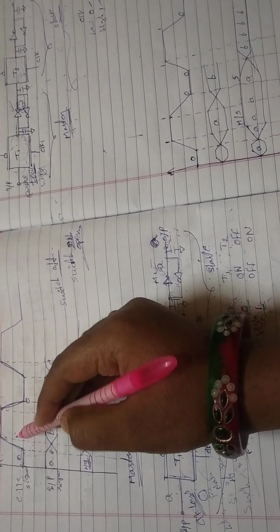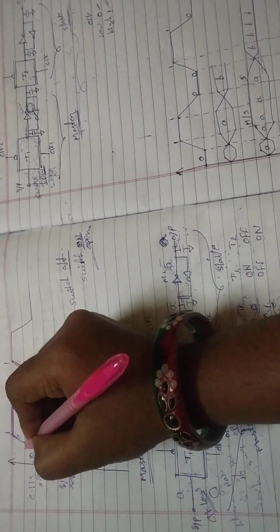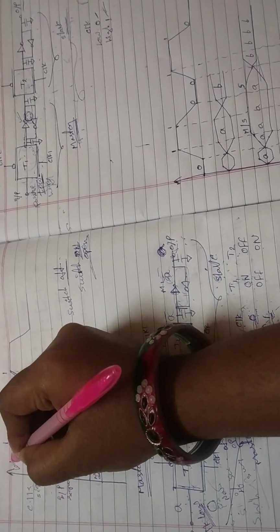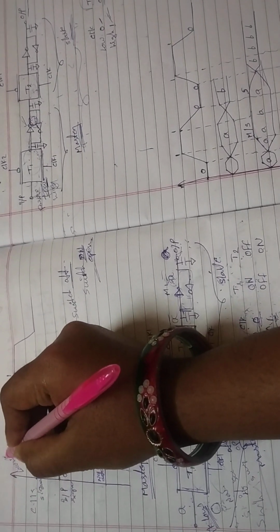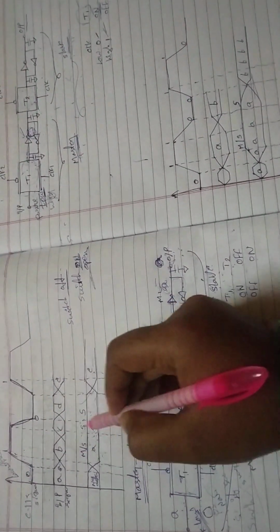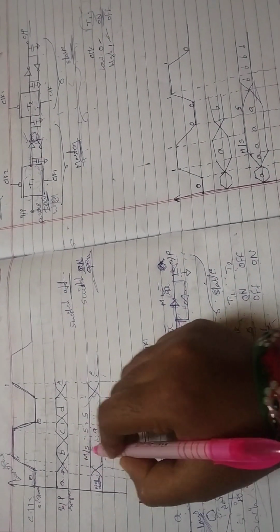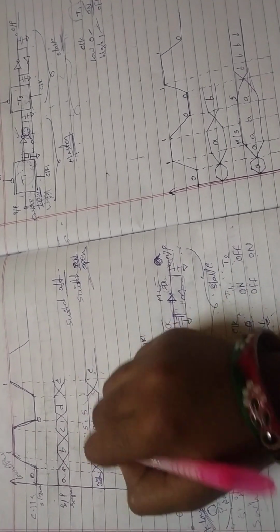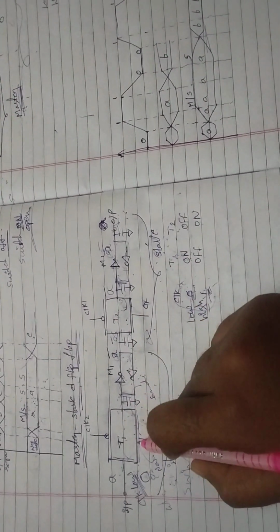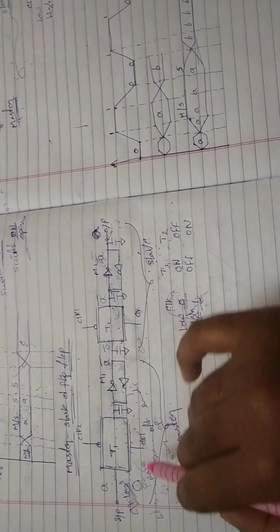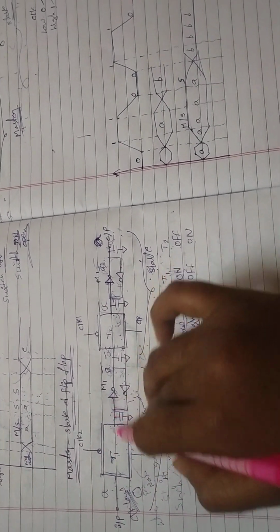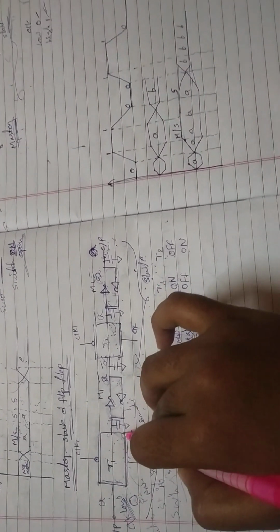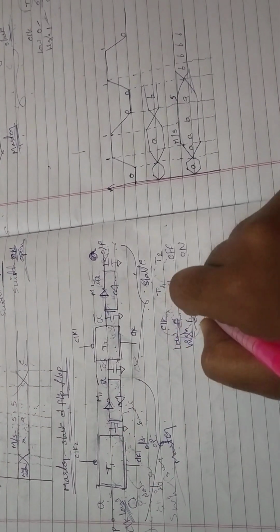It will invert it. Low to high is a positive trigger. At that time we will get both outputs, the master as well as the slave output. Why? Here low to high: low means it will be conducting. The T1 pass transistor is low, so it will be on.